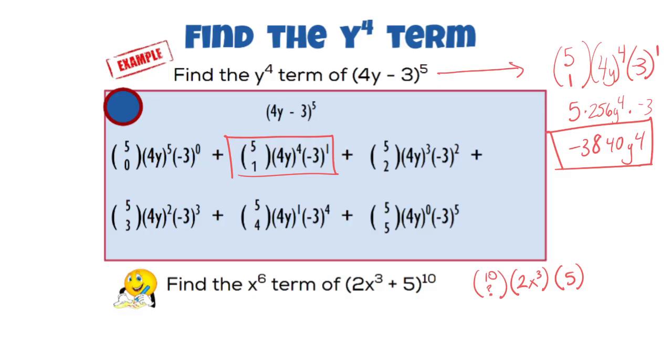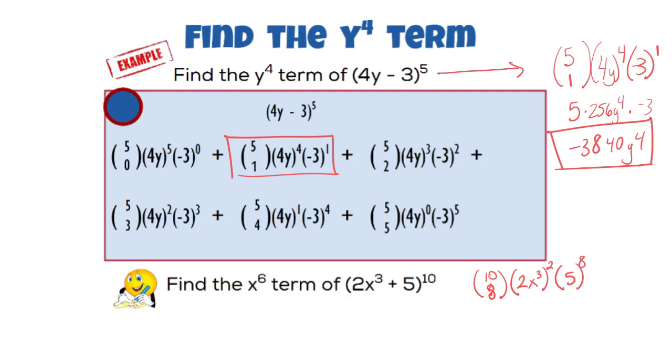Well, I am not going to put a 6 on the x because it's already cubed. If I want the x to the 6th term, I would only want to put a 2 here. That's going to make that be an x to the 6th. And if that's a 2, then this actually has to be an 8 so that they add up to 10. And if that's an 8, then that means this over here is going to be an 8. All right, so now let's go to our calculator.